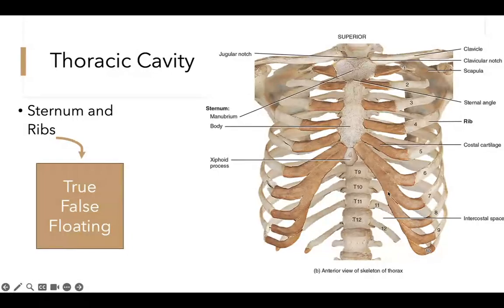All right, to finally wrap up the axial skeleton, we can talk about the thoracic cavity or the thoracic cage. But the thoracic cage makes up the thoracic cavity, as we've talked about, which is housing the lungs, the heart, vital organs, protecting them.